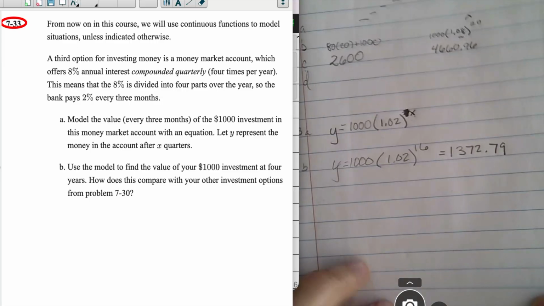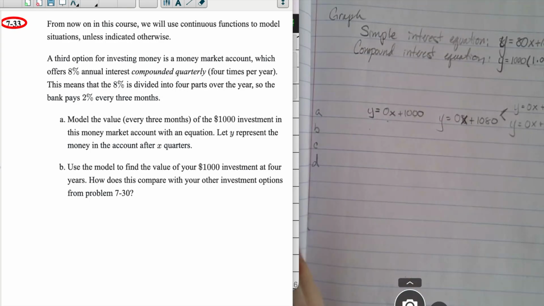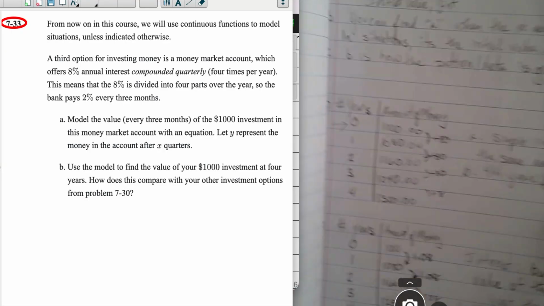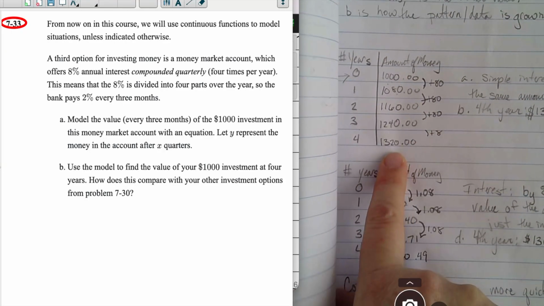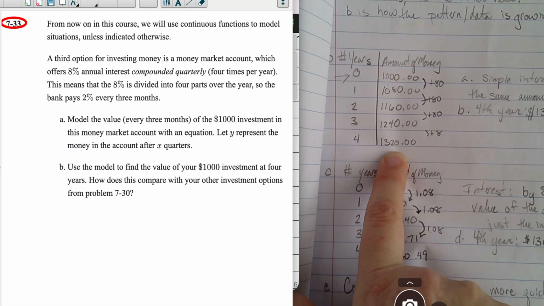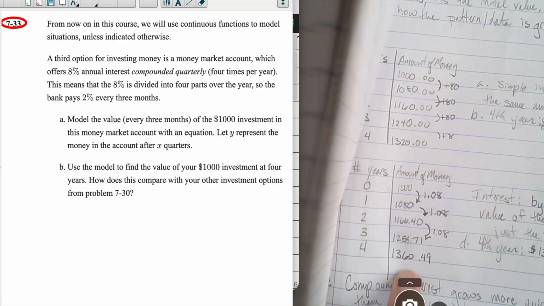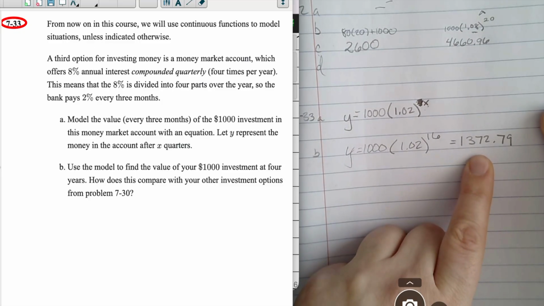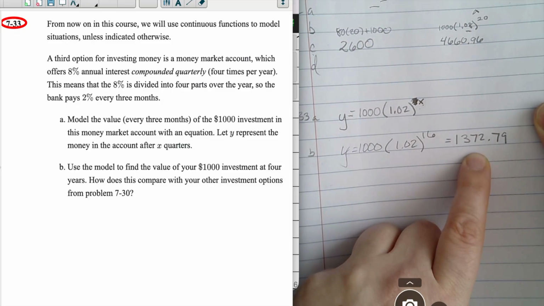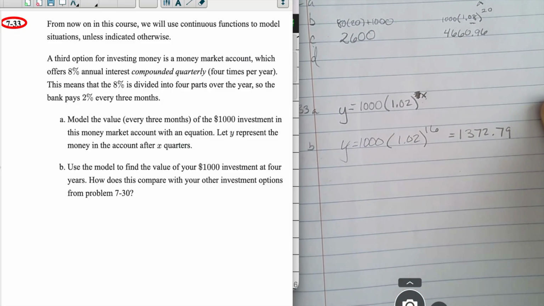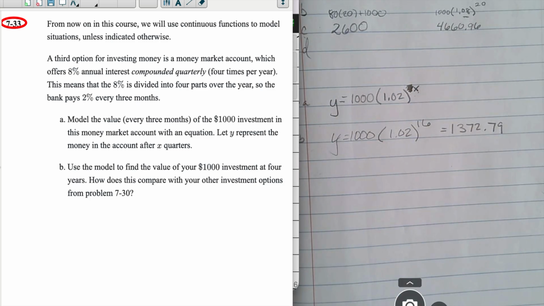Now, if we go back and compare with what we had in our other models, so in our simple interest, after 4 years, we had $1,320, and in our compound interest, we had $1,360. And here we have $1,372. I wonder why it's higher. That's going to be part of what we move through and talk a little bit about as we move forward.